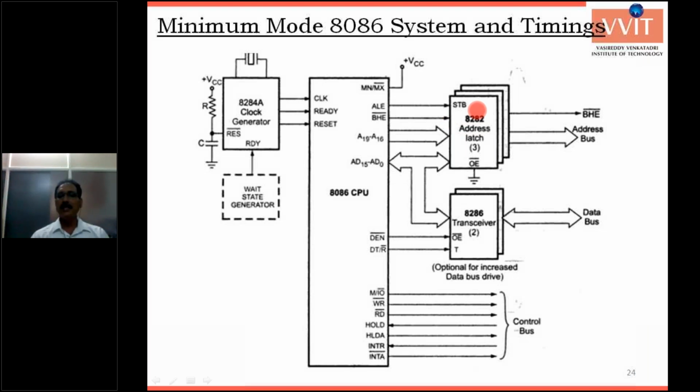If ALE is one, the 8282 services the address outside. Otherwise, if ALE is low, the 8282 is in a high impedance state, and there is no service of the address bus. If ALE is one, it is served to the outside. Otherwise, it is not served. That means if ALE is 1, AD0 to AD15 and A16 to A19 carry the address, otherwise they do not carry the address.